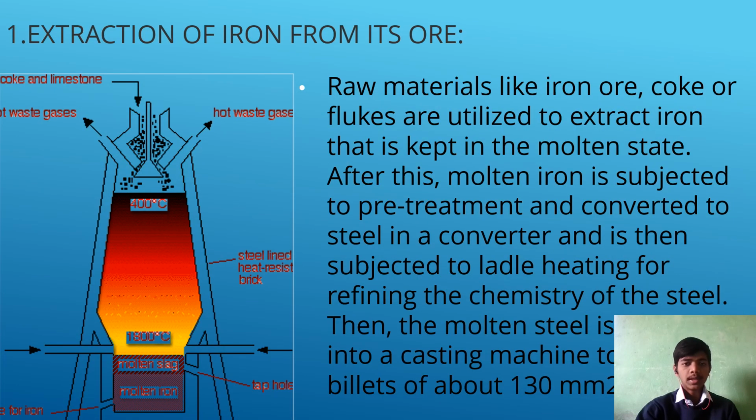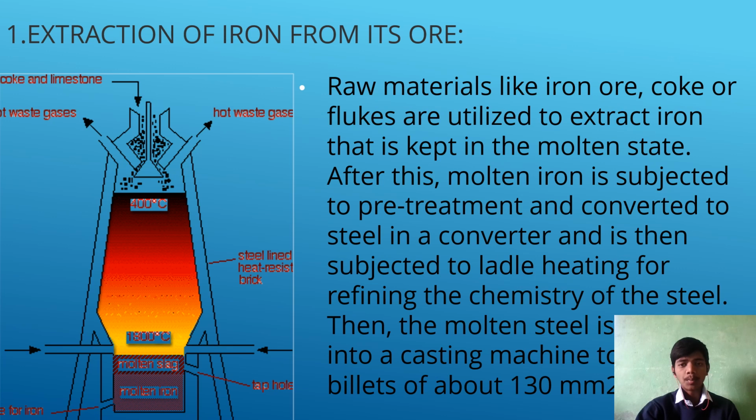The first process is extraction of iron from its ore. In this process, raw materials like iron ore, coke or fluxes are utilized to extract iron that is kept in the molten state. After this, molten iron is subjected to pretreatment and converted to steel in a converter, and is then subjected to ladle heating for refining the chemistry of the steel.